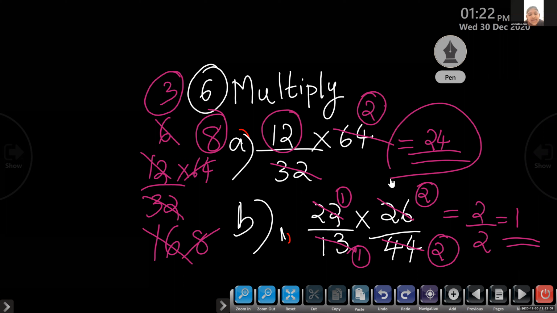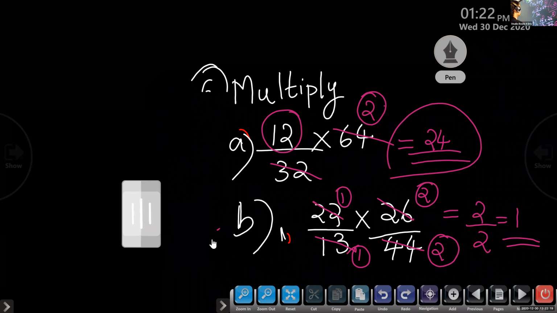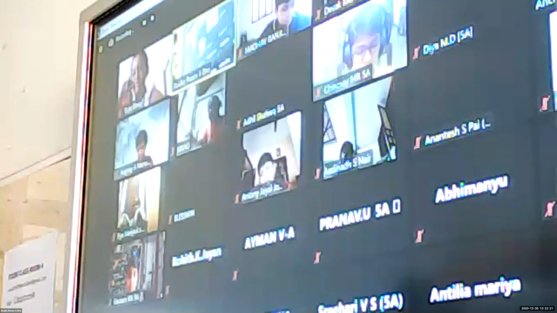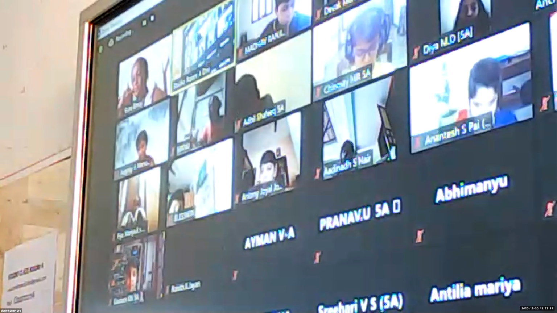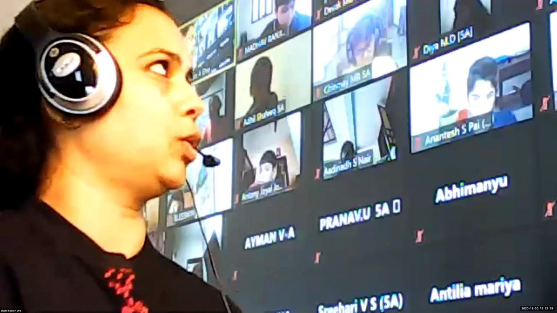So the simple way is to cut the 32 by 64, because that is the highest common factor, HCF. 32 goes 2 times in 64. So that is the highest common factor. If you divide or cut by the highest common factor, we can easily find the answer within 1 or 2 steps.